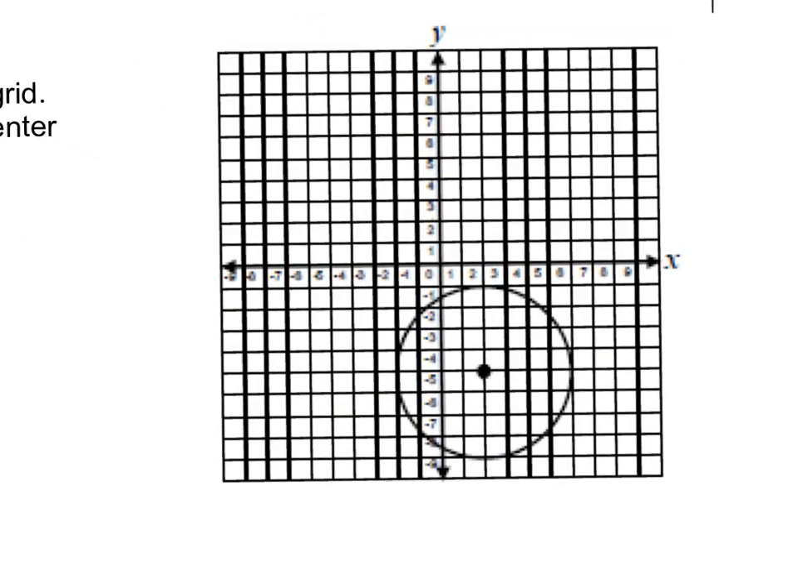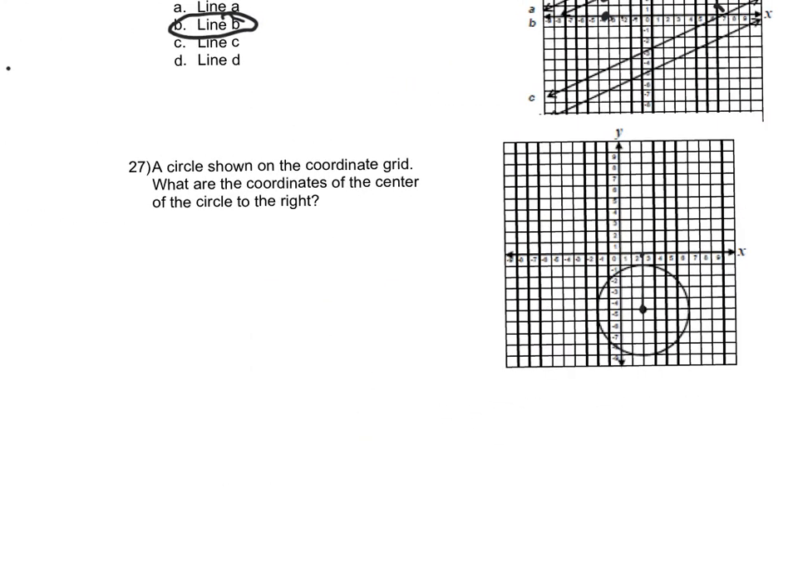A circle is shown on the coordinate grid. What are the coordinates of the center of the circle to the right? So I see that I go over 2 and down 5. So my coordinates would be 2, negative 5. Now this graph is a little funky. So you might have 2 and possibly negative 4.5 also. So I think both choices would work on this graph, as it's a little bit difficult to see where the 5 is.